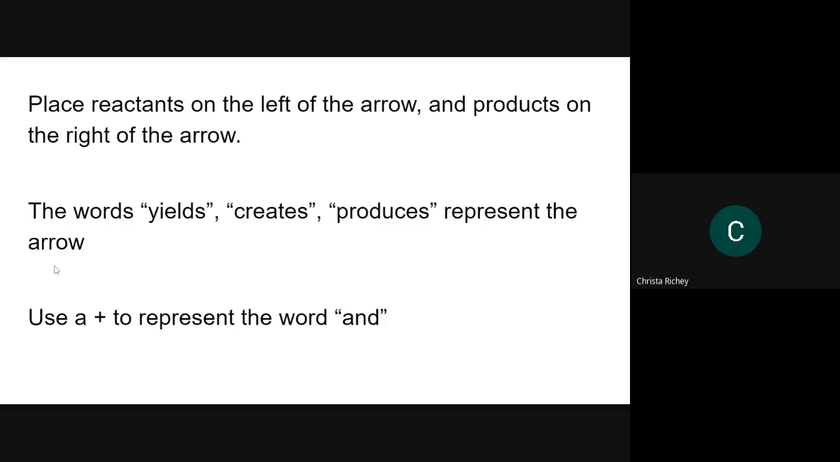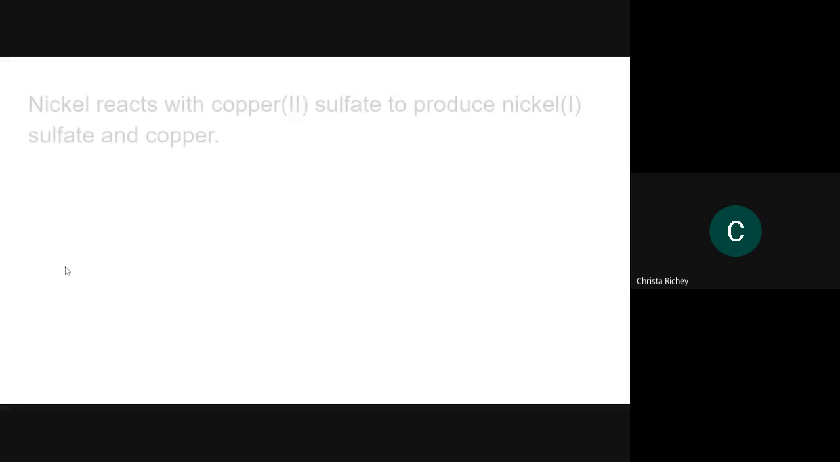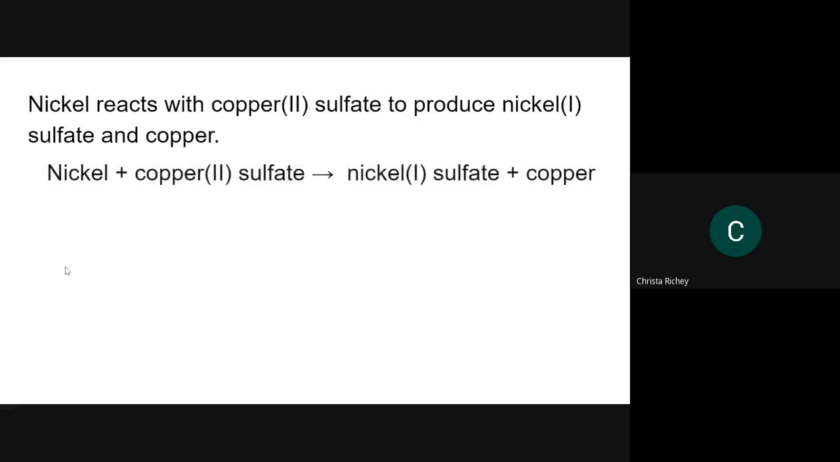Was there another question? All right, so now that I fixed my typo. So nickel reacts with copper 2 sulfate to produce nickel 1 sulfate and copper. Now, I don't know if it was this class. I know in my 8th period, what does the ending 8 mean?